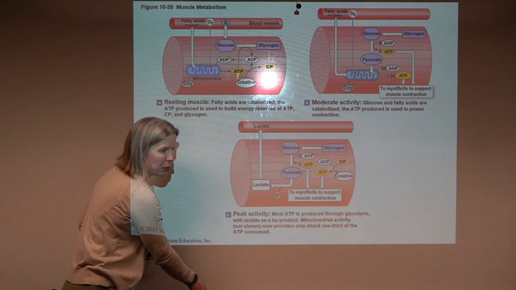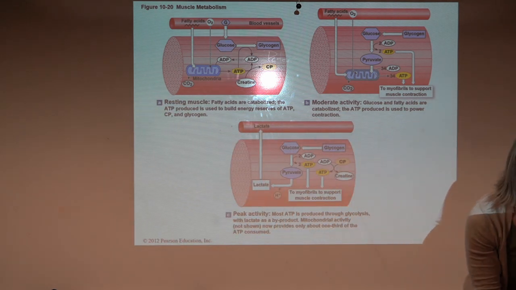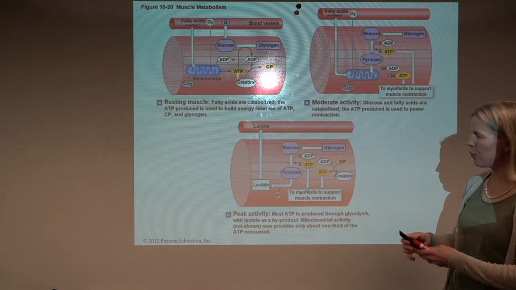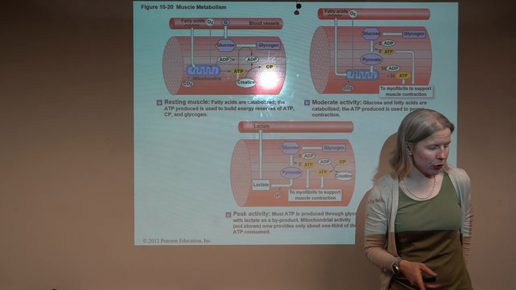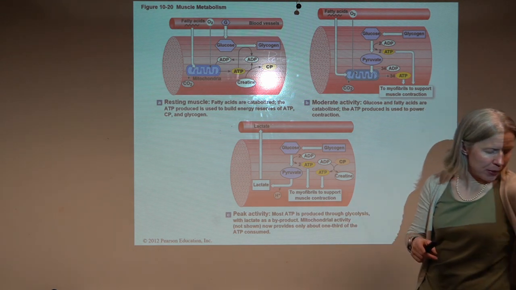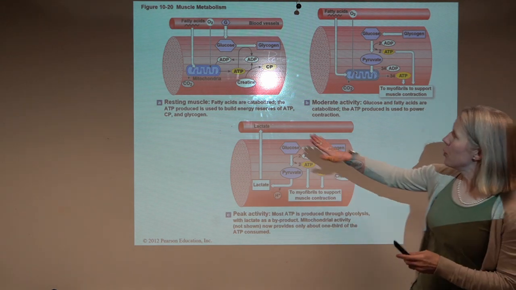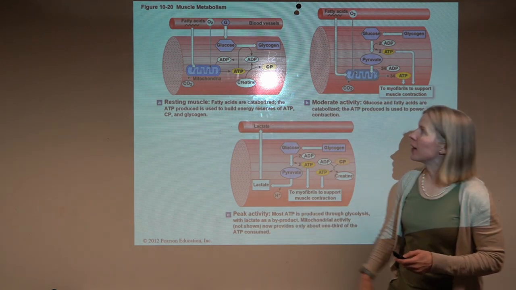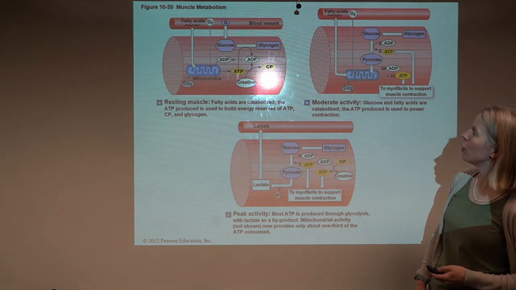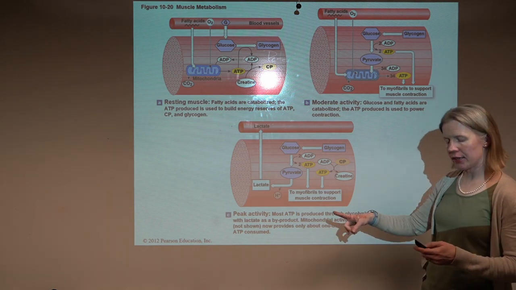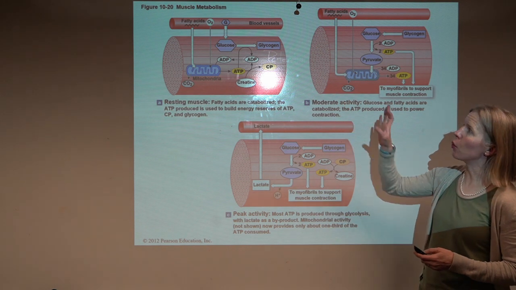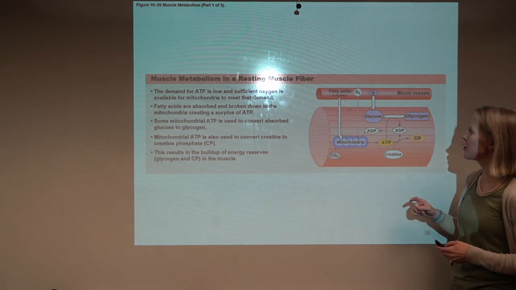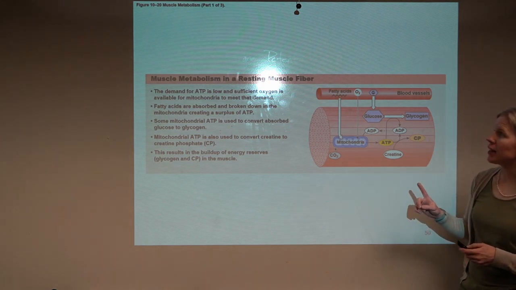Okay. Let's talk a little bit about how muscle is actually going through metabolism. We can look at this in a couple different ways. Basically, what they're showing you here is resting muscle, moderate activity, and peak activity. We're going to go through this and look at what's different, but it is kind of nice they've put them together in figure 10.20 so you can make these comparisons. I'm going to make it bigger so that we can actually see this.